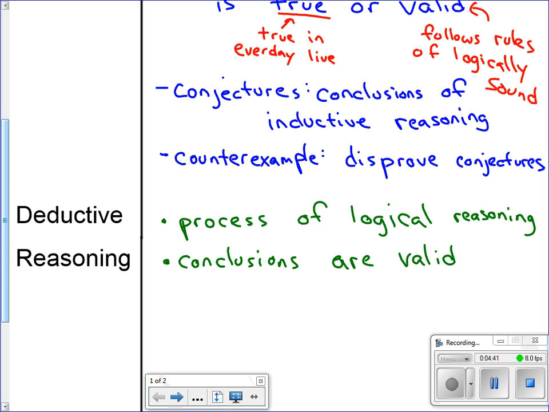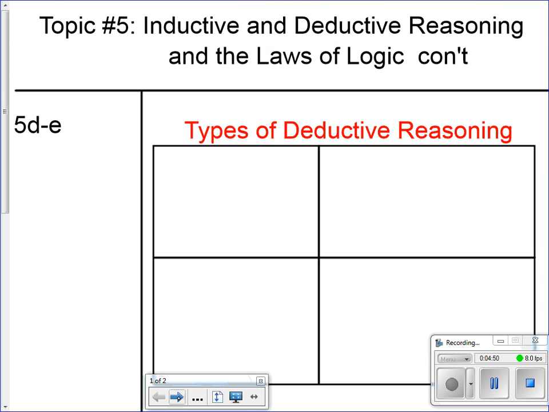Moving along, we have deductive reasoning. Deductive reasoning is a process of logical reasoning. Conclusions are always going to be valid in that case. So, go ahead and give you a minute to fill this in. We're going to want to make a box. There are certain types of deductive reasoning that we're going to study. They're going to be paramount in what we understand as deductive reasoning.